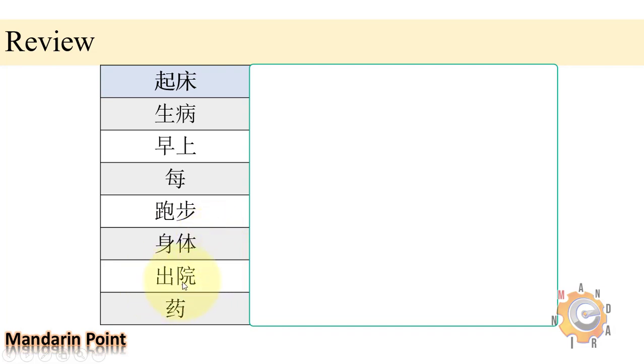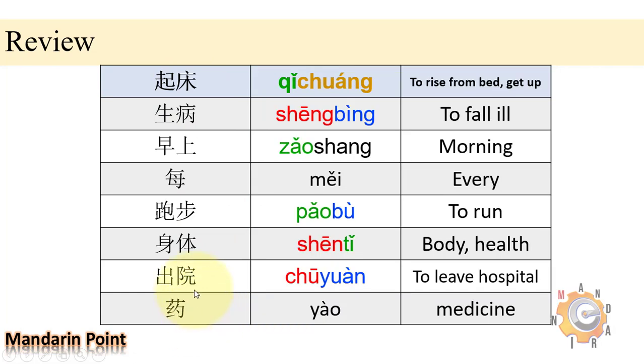To go out, radical for place, the name of Chinese currency, yuan, so chuyuan, to leave hospital. Grass, yue, treaty or agreement. So yeah, the treaty coming from this grass is actually medicine, which is known as yao. To rise from bed. Okay, that's all about our section 1.